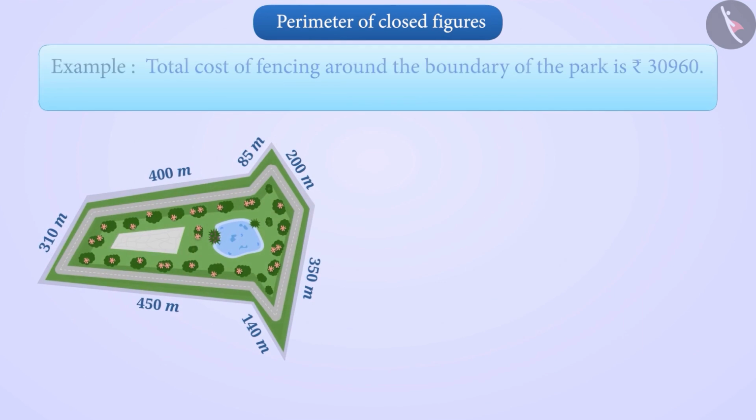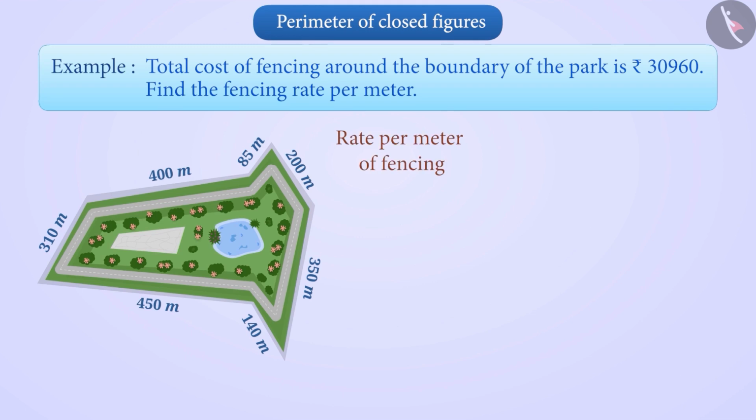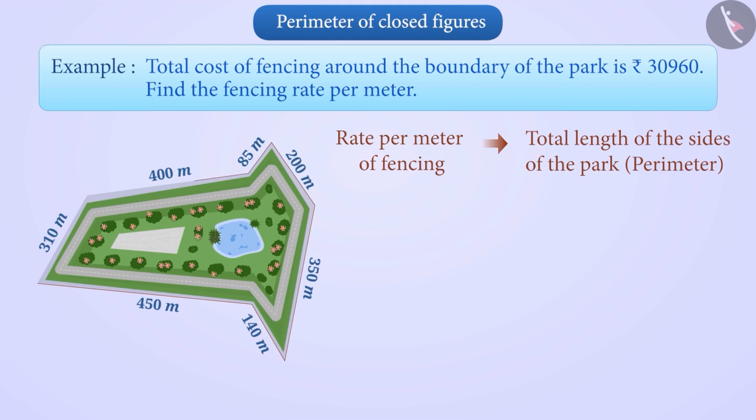The total cost of fencing around the boundary of the park is rupees 30,960. Find the fencing rate per meter. To find the fencing rate per meter, we have to find the total length of the sides of the park, that is, the perimeter, and then divide the total expenditure by the perimeter. So let's first understand the perimeter.